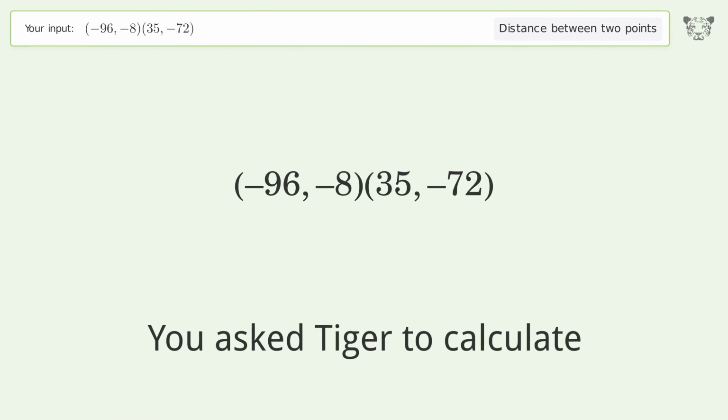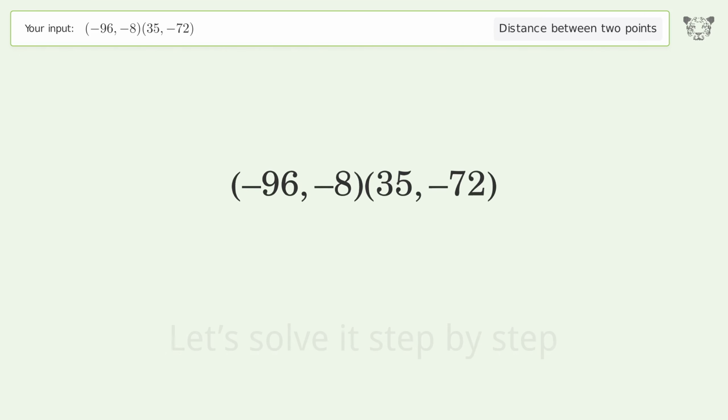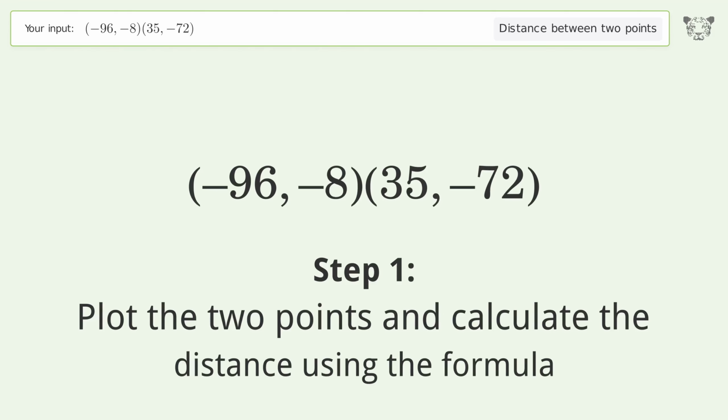You ask Tiger to calculate. This deals with the distance between 2 points. The distance between the 2 points is the square root of 21,257 or 145.798. Let's solve it step by step. Plot the 2 points and calculate the distance using the formula.